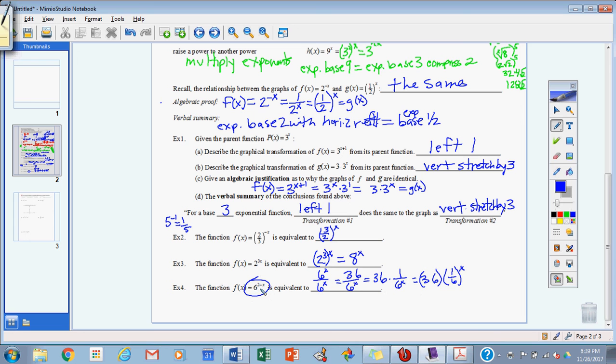And then this one, what is this one? Well, we've done this a few times this year. You have to think about it like this, and then think about the negative coming out and being like this. So this is actually base 6 with a horizontal reflection. That's the exact same thing as this one. You'll get the identical graph.